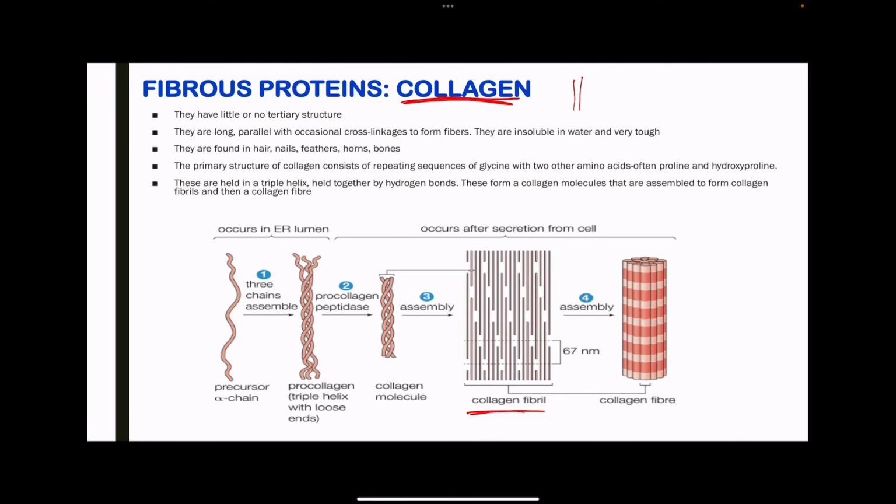As we can see here, these are fibers. They are insoluble in water and very tough. They are found in hair, nails, feathers, horns, bones, and so on.